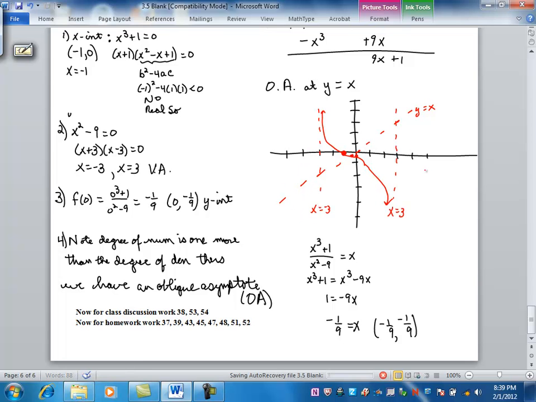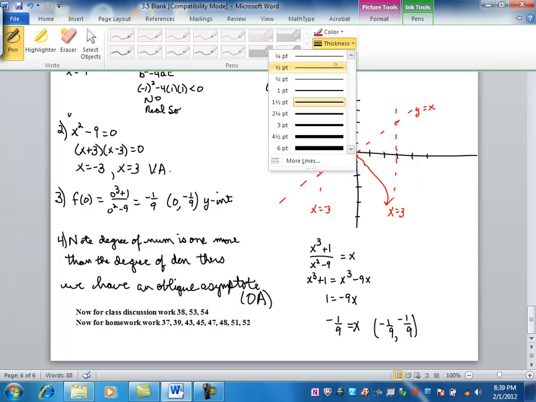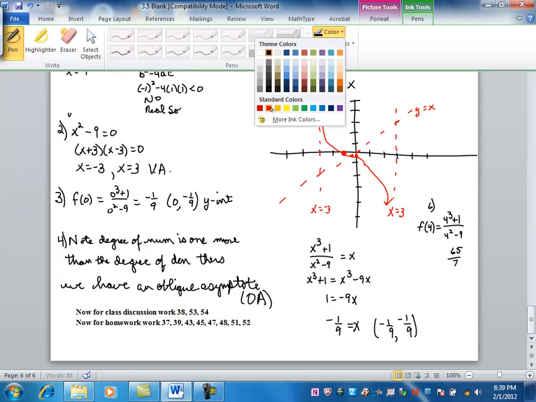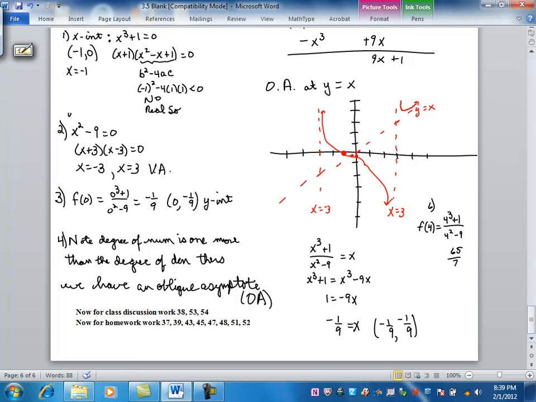So I don't know. We're running out of room here a little bit, but this is actually still step number 6. Let's pick f of 4. 4 cubed plus 1 over 4 squared minus 9. Well, 4 cubed is 64 plus 1, 65 over 16 minus 9, well, that's 7. Well, we know that that's going to be up here. So I can switch to red and trace that in, a little bendy there.